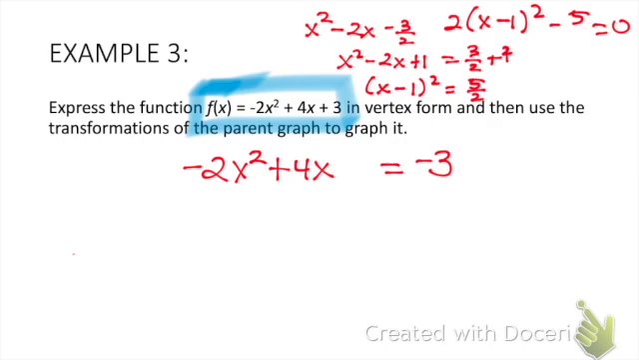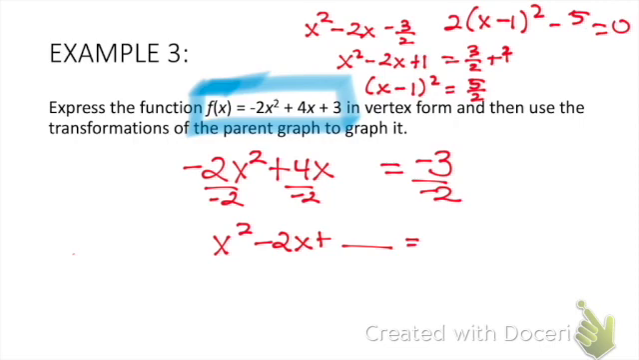I was trying to just pull out the 2. Let's just stick to what we know. Dividing out the negative 2 everywhere. Divide out, divide out, divide out. So then we get x squared minus 2x plus blank is equal to 3/2 plus blank. All right, completing the square process. We're back in familiar territory.